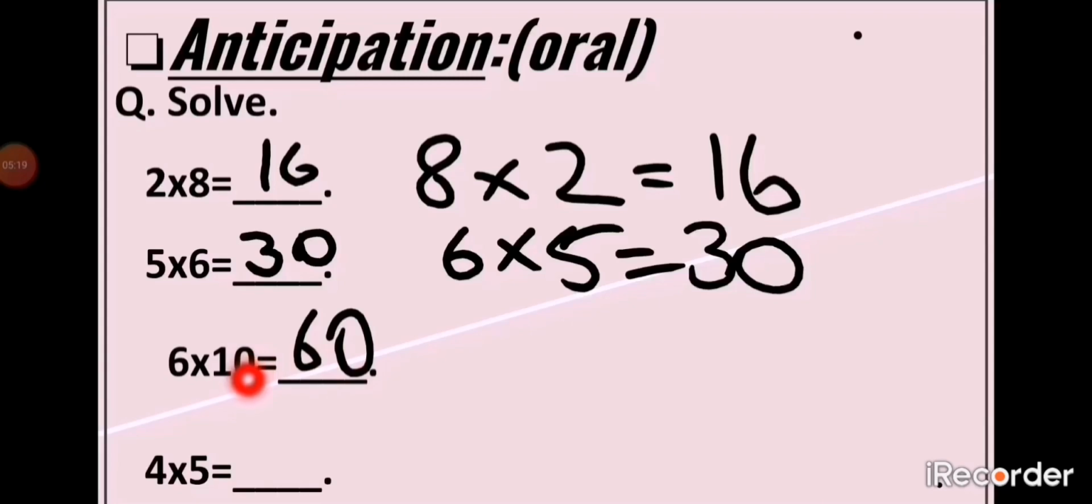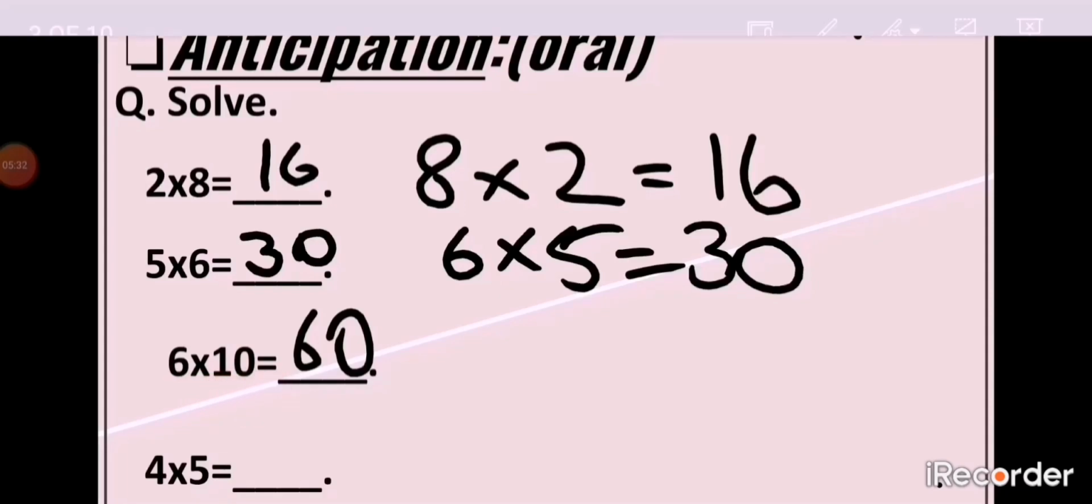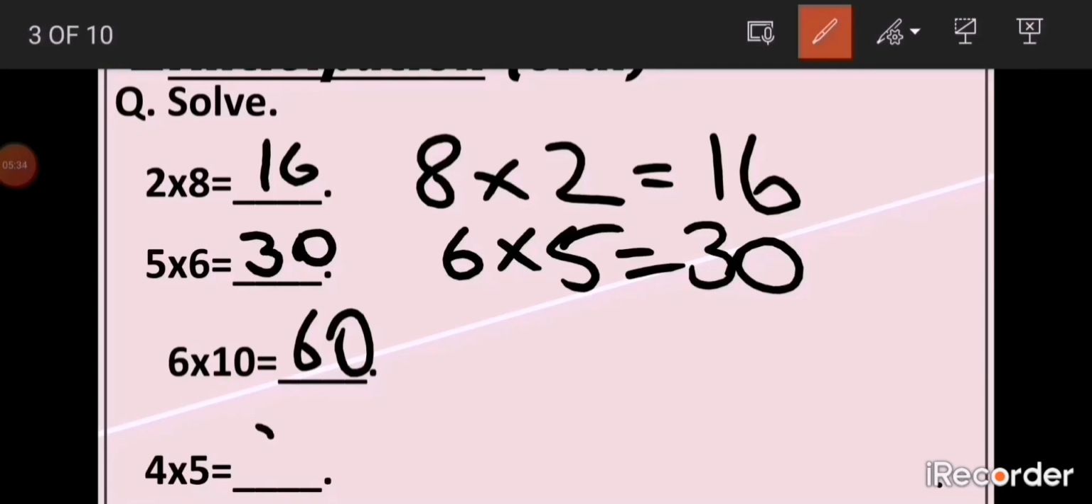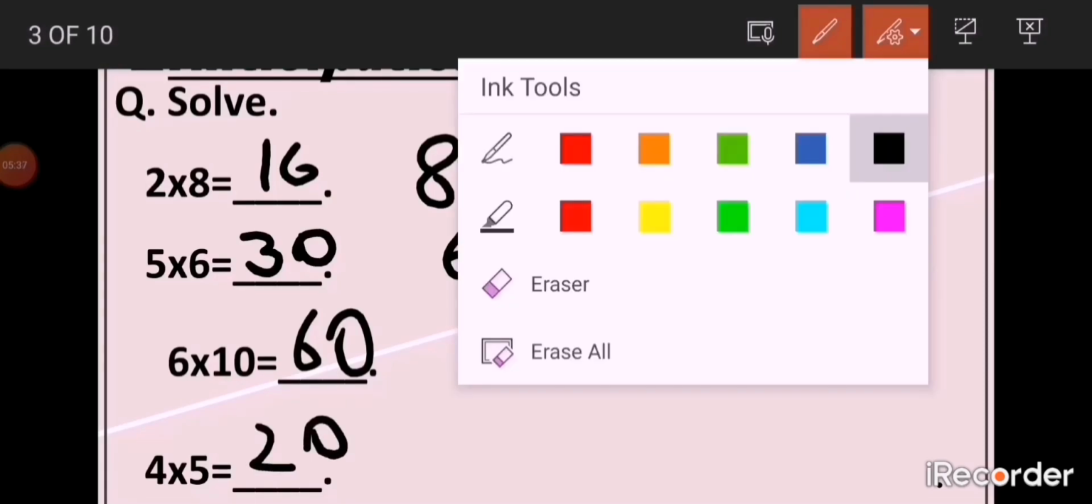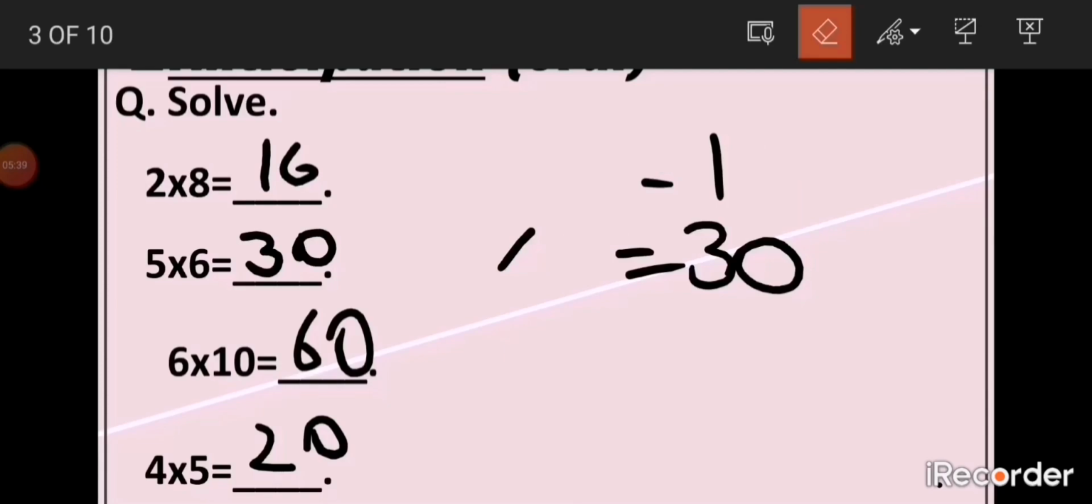Now the last one, 4 multiplied by 5. We will count 4 5 times. So read the 4 times table with me. 1 time 4, 2 times 8, 3 times 12, 4 times 16, 5 times 20. The answer is 20.